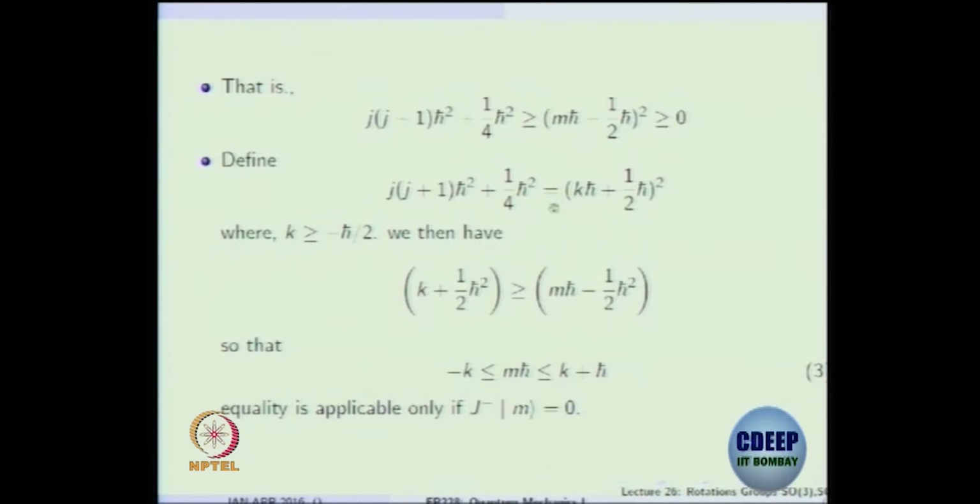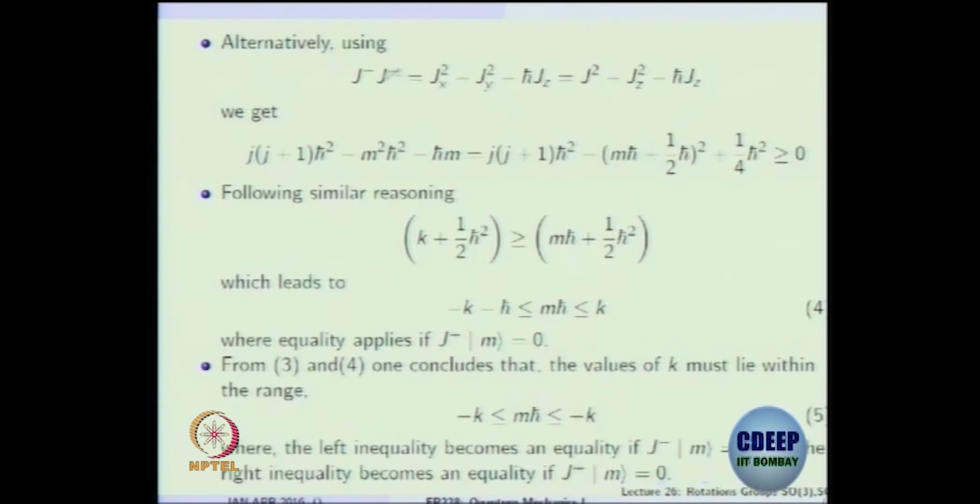Define a new integer k, just to see that your m takes values from minus j to plus j. We did that by a different argument, but you can go through this argument. So you find that the magnetic quantum number m has some kind of a restriction, going from minus k to minus k plus h cross. Equality is applicable when j minus m is equal to 0. You can do the same thing with the interchange of j plus and j minus. I leave it to you to recheck. Tell me if I have made any typos anywhere.